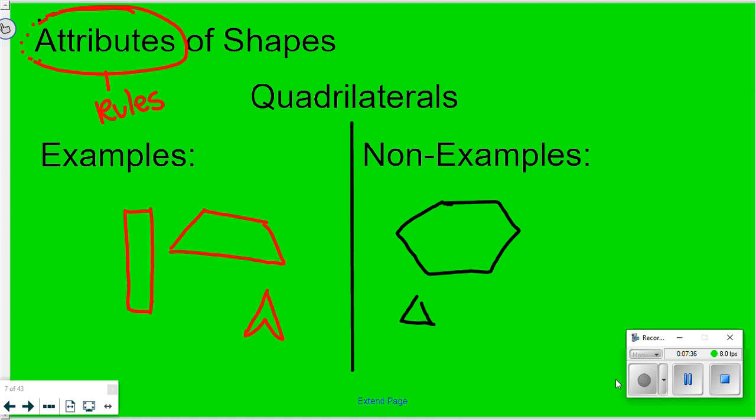What else is wrong with this shape to not be a quadrilateral, Colby? No, that's not a rule. Doesn't have 4 sides. That's one of our rules. There's one more rule it's breaking. Carl? Doesn't have 4 corners. I know. That's what raising your hand tells me. Zach, come draw me another non-example, please.